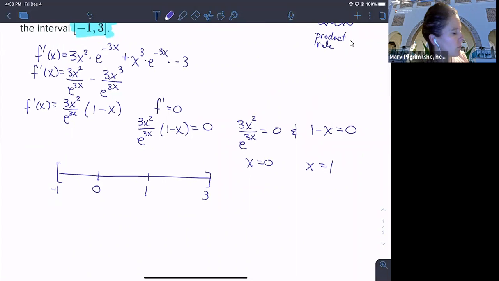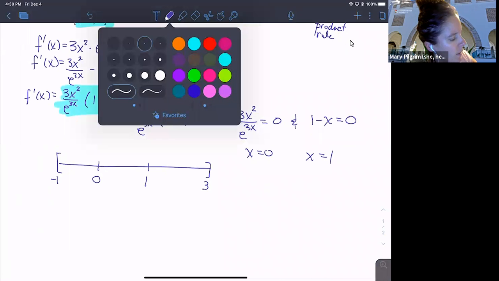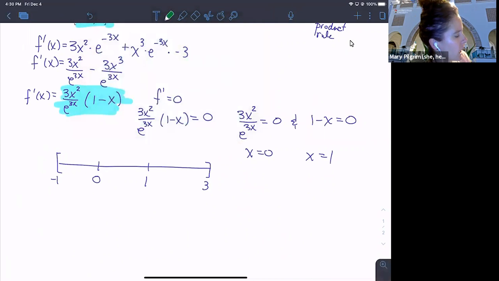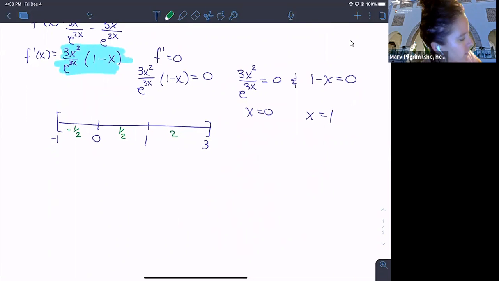And so I want to test using my first derivative here. And my test values are just going to be values, let's pick green, that lie in between each one here. So I'm going to pick, say, -1/2, +1/2, and then 2 to test. You don't have to pick those, but you could pick others if you like. But those are ones that I'll choose to test, and I'll plug these into my first derivative.